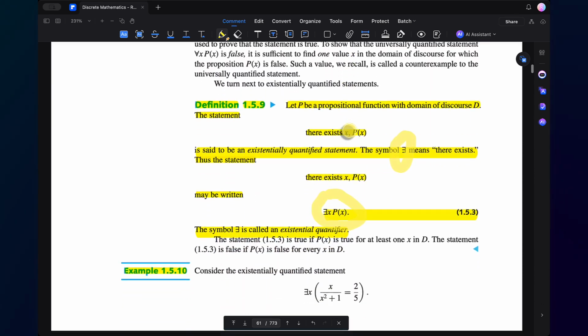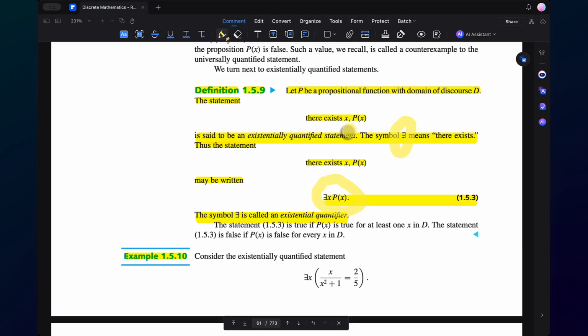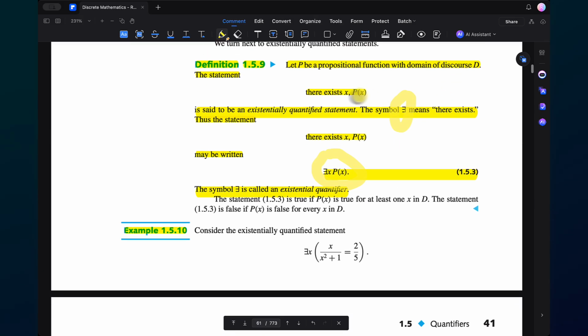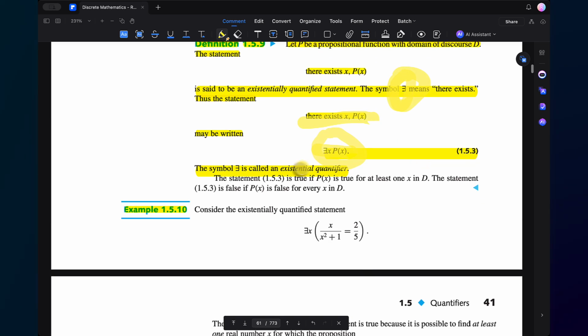Here's another quantifier, another definition. Let P be a propositional function with domain of discourse D. The statement there exists x, P(x), means the existence of one. Here we use the symbol right there, there exists. There exists an x, P(x), may be written with that symbol. That symbol right there is called the existential quantifier.